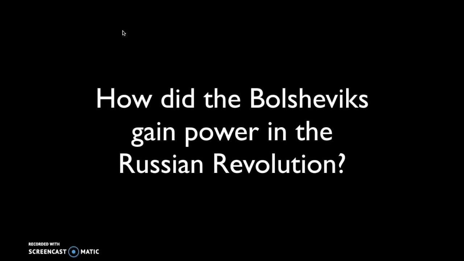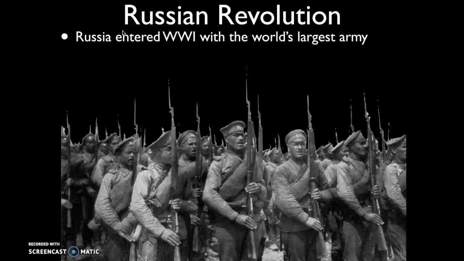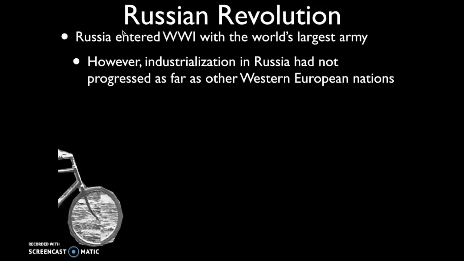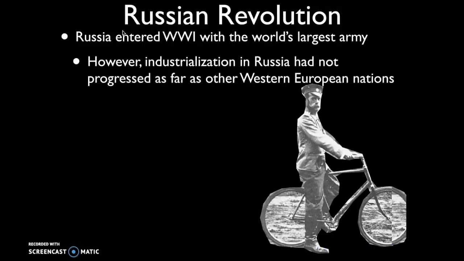So the first big question we should be able to answer is, how did the Bolsheviks gain power in the Russian Revolution of 1917? Now, Russia entered World War I in 1914 with the world's largest army. So just massive manpower. And yet, Russian industrialization had not progressed as far as other Western European nations like the British and the French and the Americans. And so you have stories of, for example, Russian troops having to ride bicycles out to the front lines in World War I, only to be mowed down because they simply didn't have the same industrial technology that Western powers like the Germans were fighting with.